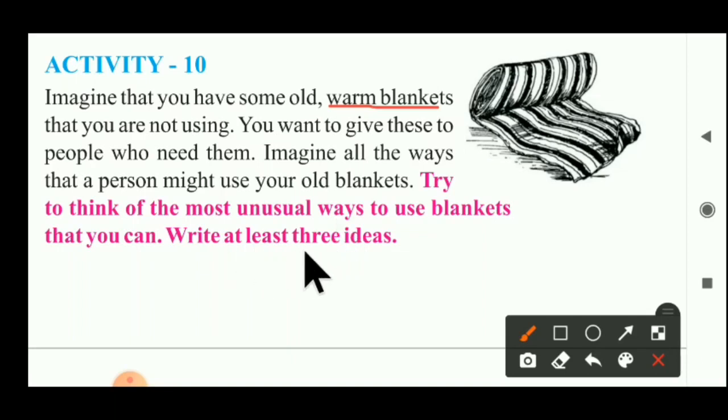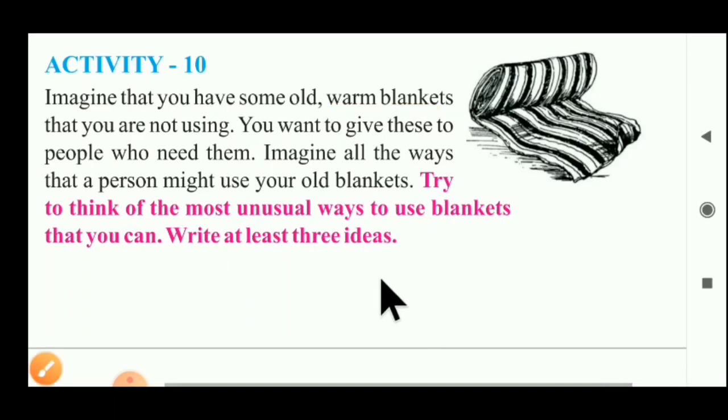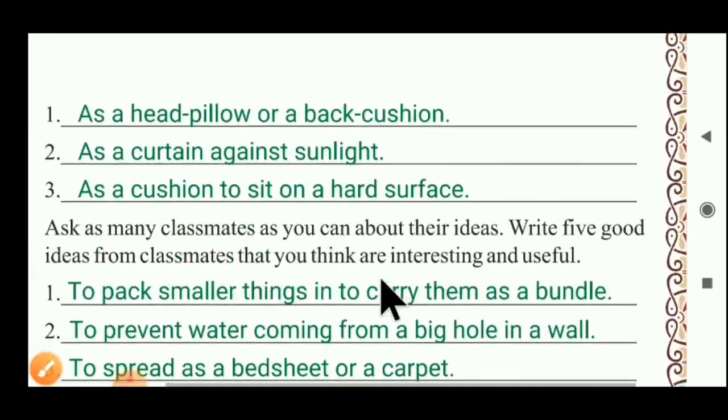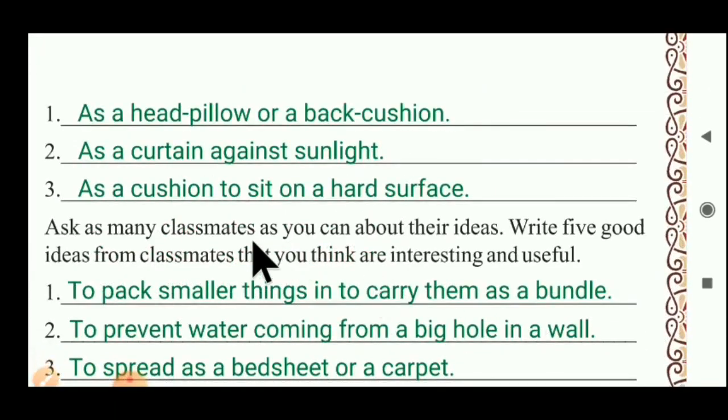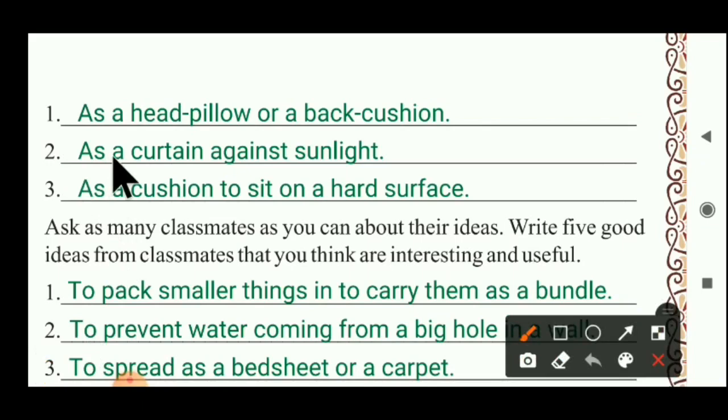Write at least 3 ideas here. Write at least 3 ideas here. What is this? Just I write as a imagination. Just you have to complete all the things in your textbook here. Now first I write as a unusual use of that blanket is as a head pillow or a back cushion.